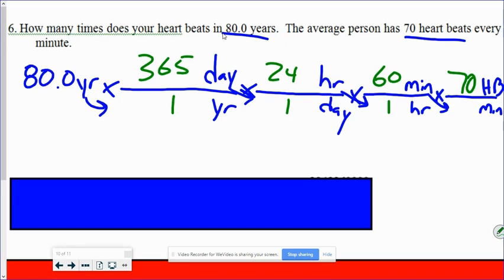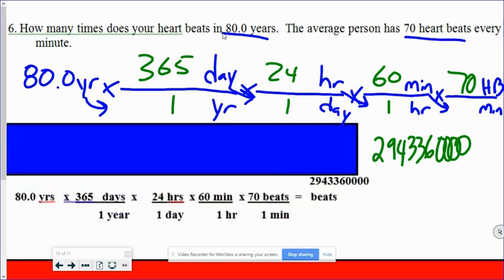Punch that into your calculator to make sure that you are using your calculator correctly. If you do, you get the following number: 294,336,000 heartbeats in a lifetime. And if you do, in fact, want to look at a prettier version of all that, I have that right there for you.